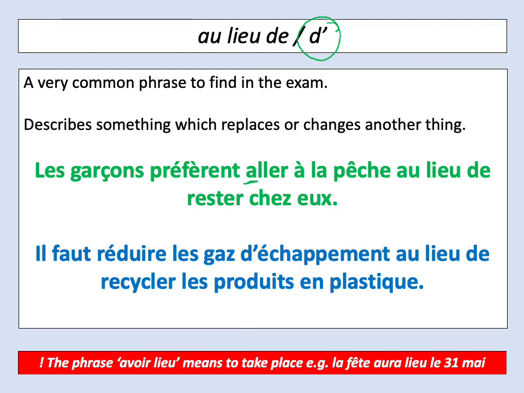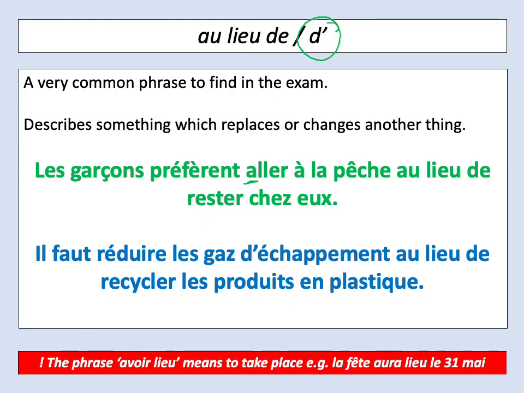There's a separate phrase, avoir lieu. The word lieu actually means place. It means in place of. Au lieu de is literally in place of, in the place of. So, les garçons préfèrent aller à la pêche au lieu de rester chez eux. The boys prefer to go fishing in the place of staying at home. Obviously in English we'd say instead of.